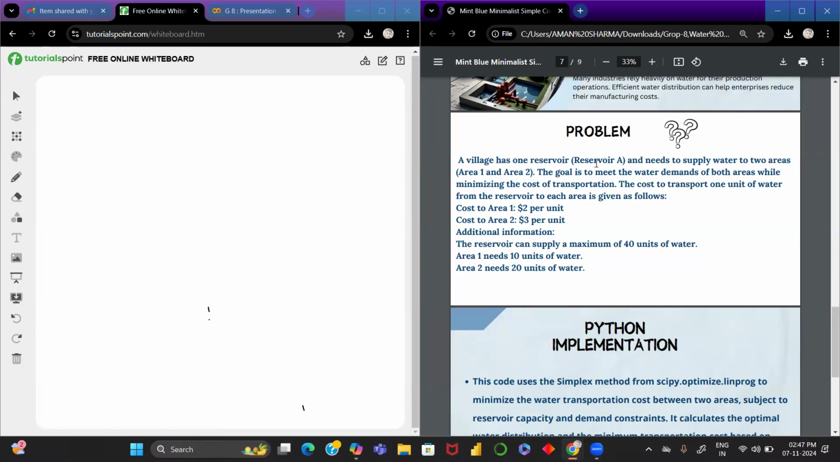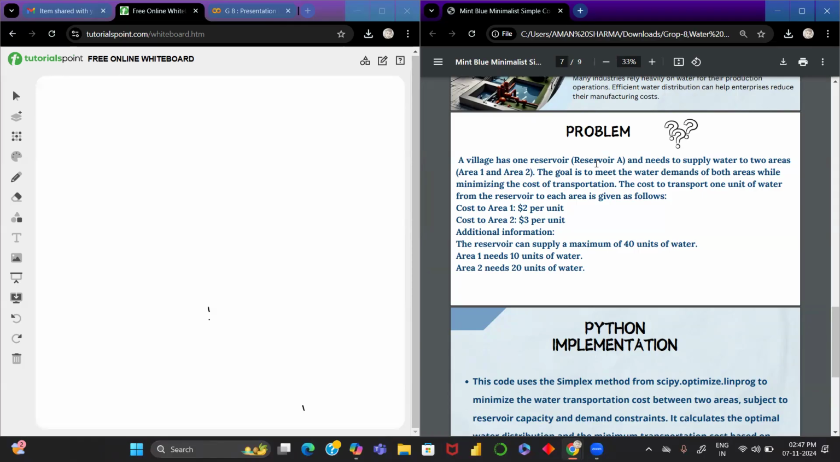So, the problem: a village has one reservoir and needs to supply water to two areas, that is area 1 and area 2. The goal is to meet the water demands of both areas while minimizing the cost of transportation. The cost to transport 1 unit of water from the reservoir to each area is given as follows. The cost to area 1 is $2 per unit and the cost to area 2 is $3 per unit.